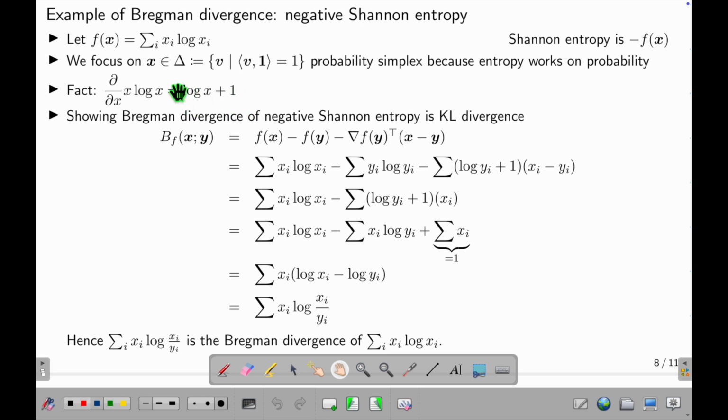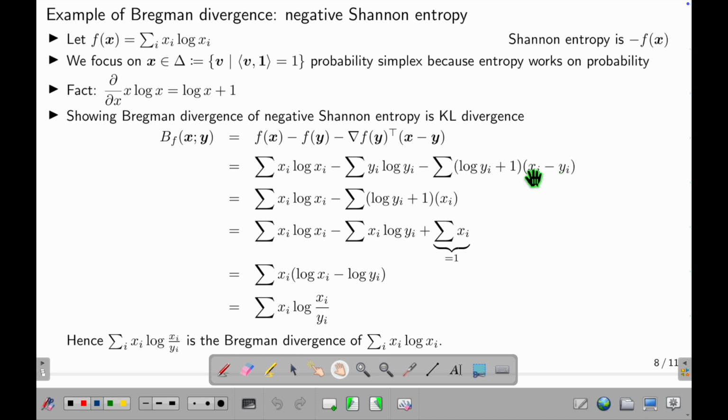Now I want to do the Bregman divergence of this f expression. This f is x log x. This is on y, so y log y. Okay, no change. This is x minus y, this is the inner product. So I have each component take the gradient. So I have log x plus 1 for each component. But now we are on y, so I have log y plus 1 for each component. Okay, no problem. I have this.